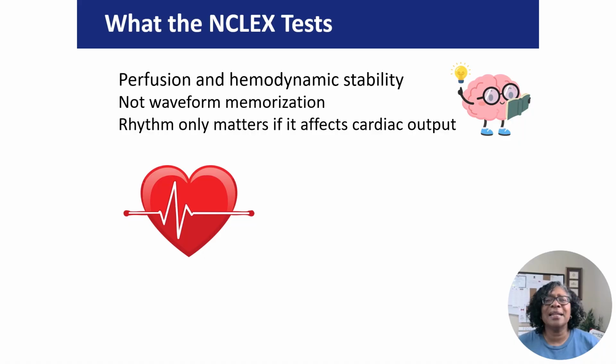So, what does the NCLEX actually test? Okay, so the NCLEX tests oxygenation, perfusion, hemodynamic stability, and what's the next best action? It rarely tests a detailed waveform interpretation or the exact name of a rhythm unless it's going to change the treatment. The most important question is, does the rhythm compromise cardiac output? Because rhythm only matters if it affects perfusion.